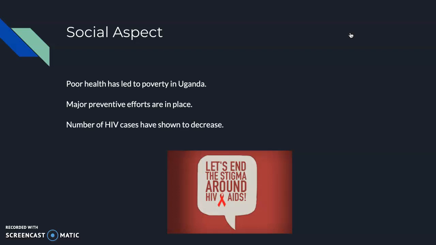There were also major preventative efforts in place, such as the ABC policy. The government and society worked together to make sure everyone was aware of the dangers of HIV and how to prevent it through having safe sex and not injecting drugs or sharing needles. The number of HIV cases has decreased significantly from when HIV was first discovered in Uganda to where it is now, due to preventative measures and also through treatment options.